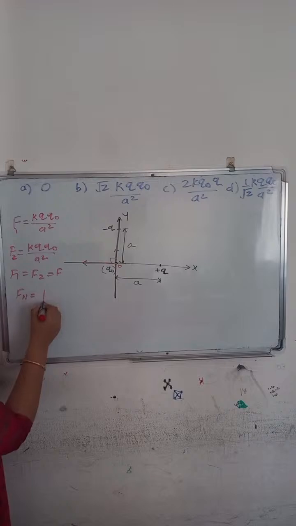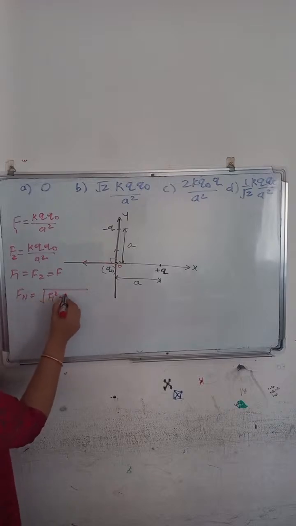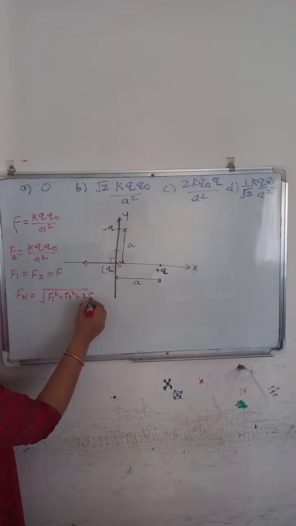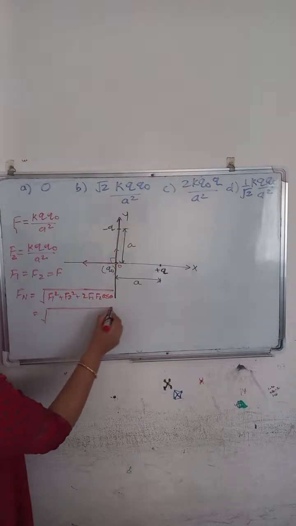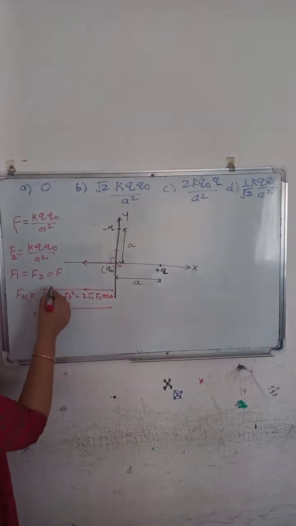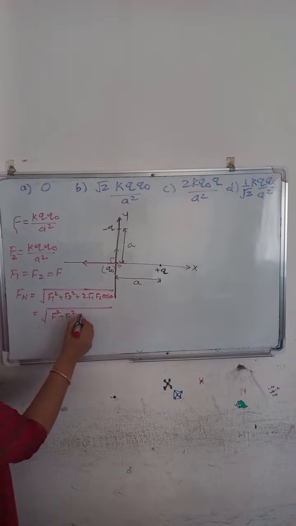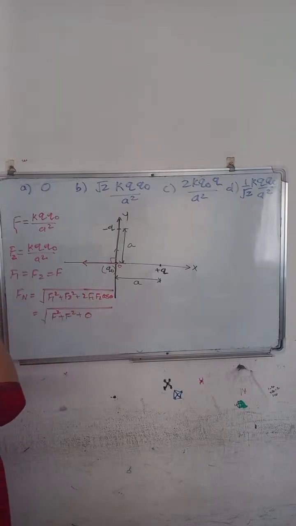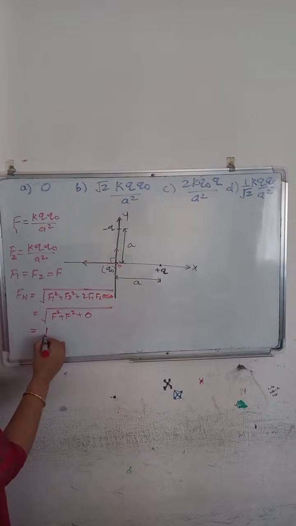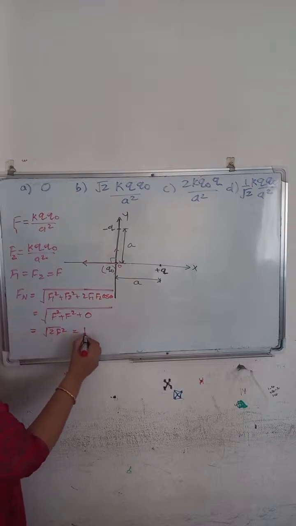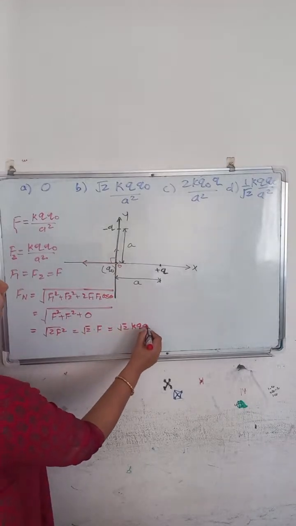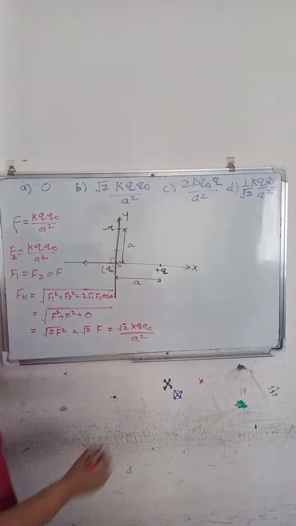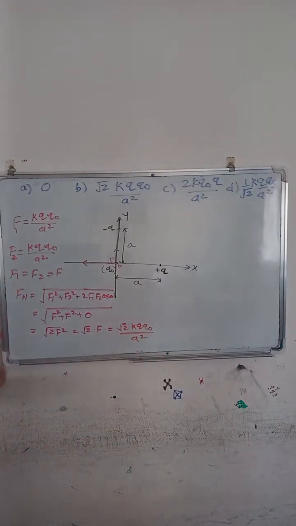So F net is the square root of F1 square plus F2 square plus 2 F1 F2 cos theta. Replacing F1 by F, we get F square plus F square plus 0, because cos 90 is 0. So you will get twice F square, that means root 2 into F. So root 2 F is nothing but root 2 K Q Q naught upon A square. This is the answer. Now check the options. Yes, option B is the correct option.